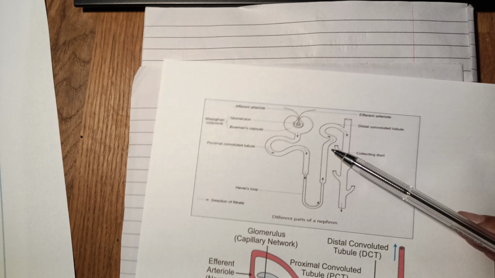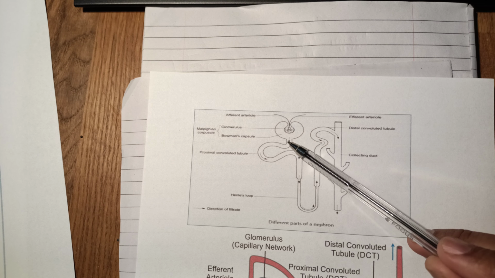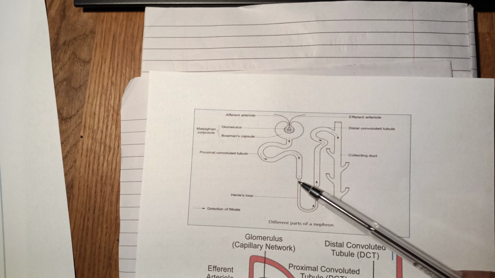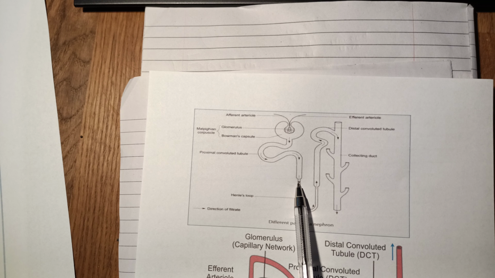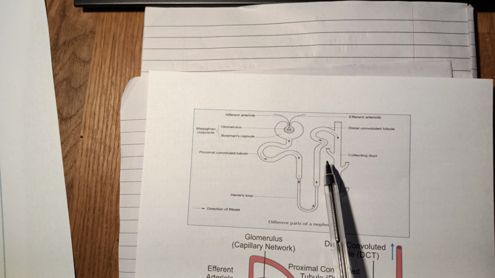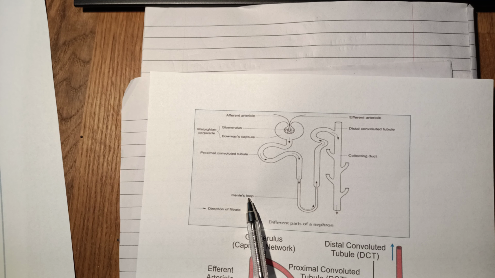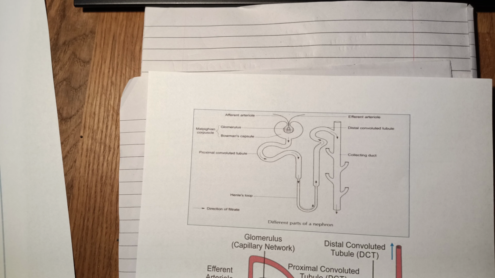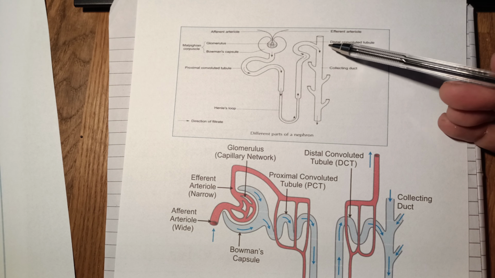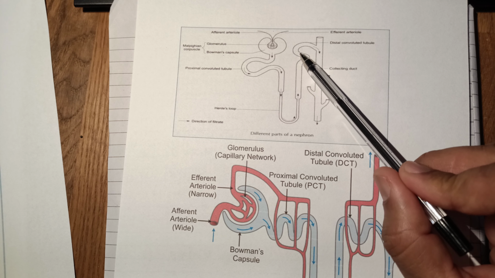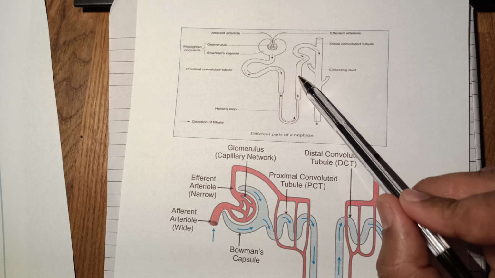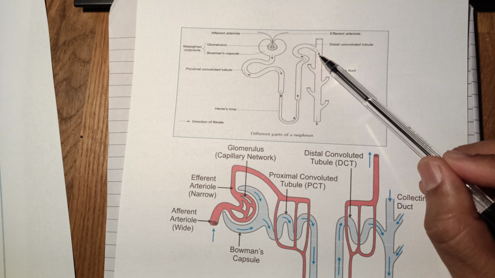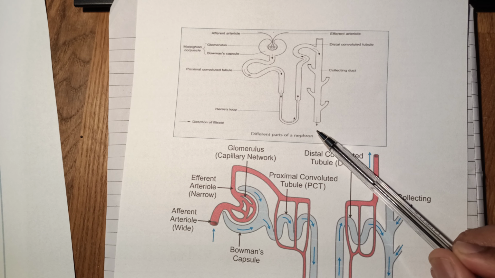So if you look at this vessel, there is a Bowman's capsule, a proximal convoluted tubule, a distal convoluted tubule, and a collecting duct. And a narrow U-shaped tube that connects the proximal convoluted tubule with the distal convoluted tubule is called the loop of Henle, or Henle's loop. The collecting duct receives the filtered fluid, and that filtered fluid is called urine.